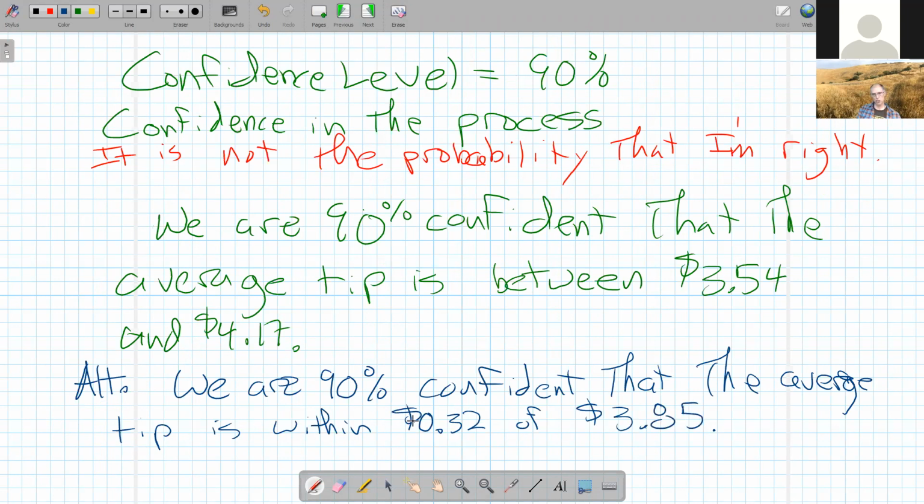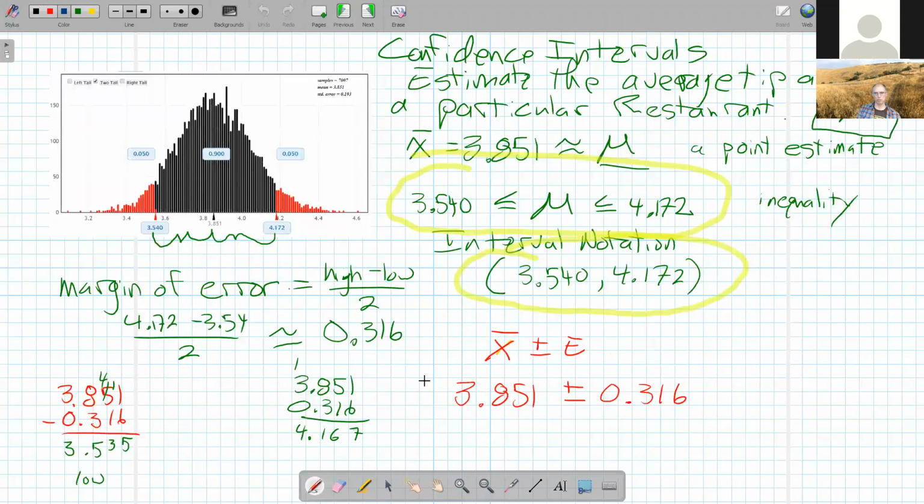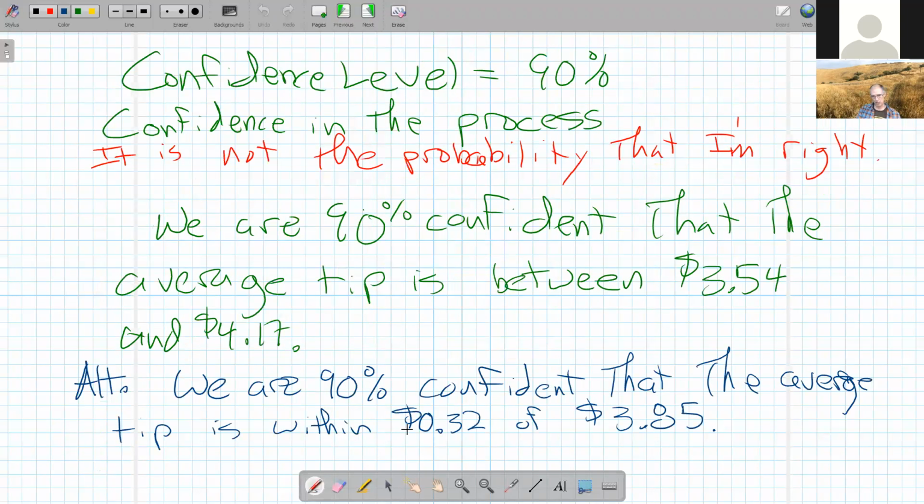Okay, so the within talks about the spread, right? That's that plus or minus within. So I'm within 32 cents of 3.85, somewhere in that range. So a couple ways to express that. Are there other ways to write that in English? Yep. And then we've got to get used to what it means to be confident, and we'll just have to take time throughout this week to do so.